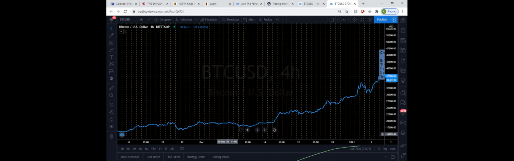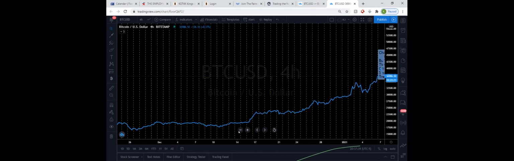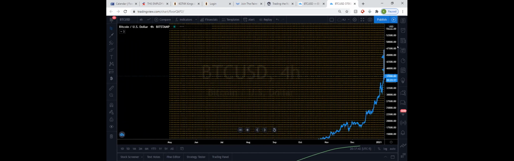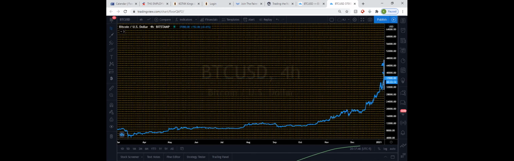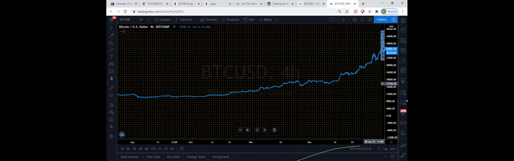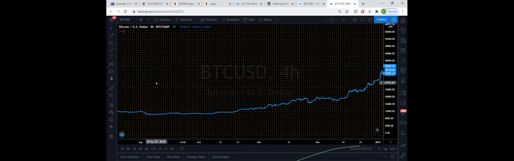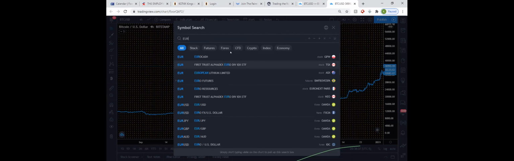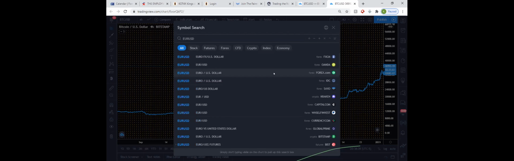Now I'm putting more time on the chart just so that I can give you guys a better visual of how to find different things. All right. Bitcoin is not giving me a great representation of support and resistance because Bitcoin just moves one way, or it has just been moving one way. So I'm going to go to Euro USD.